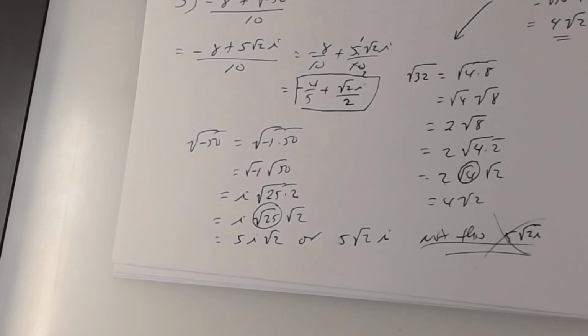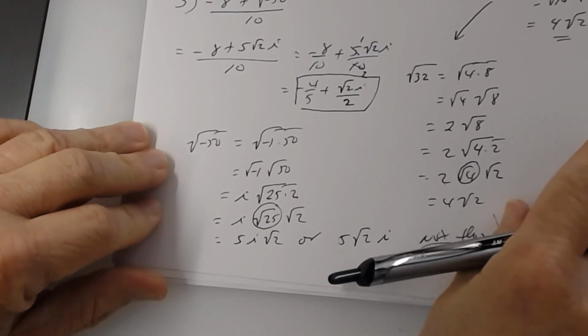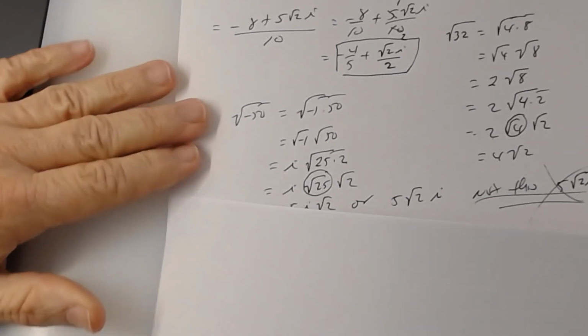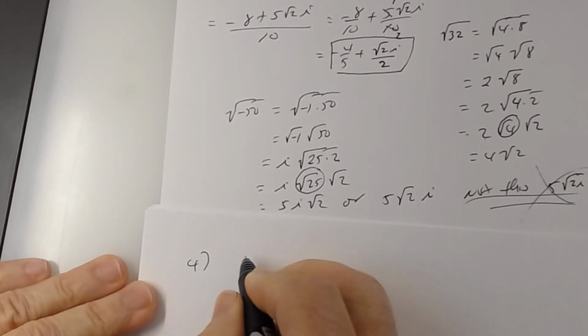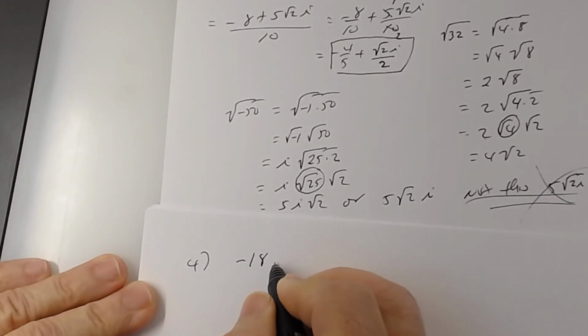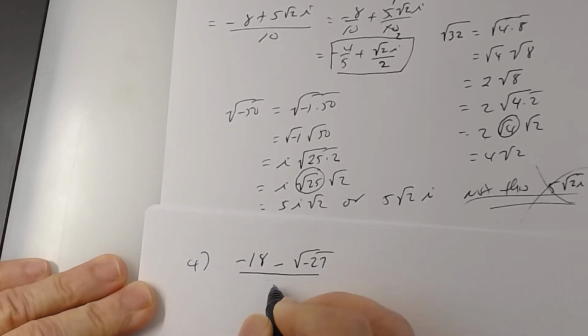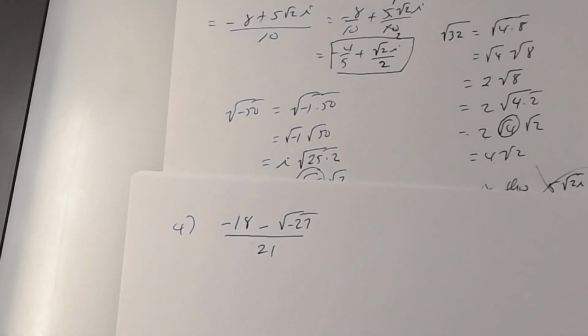All right, let's look at this one. We're going to do one more with this. So this is number 4. You have negative 18 minus the square root of negative 27, divided by 21. So we have the square root of negative 27 we've got to deal with.